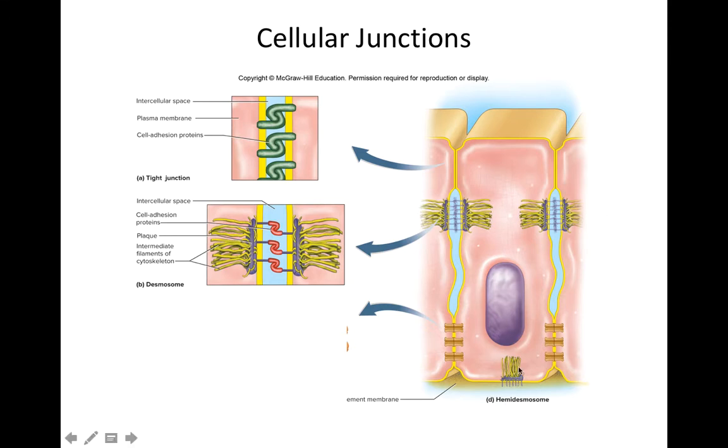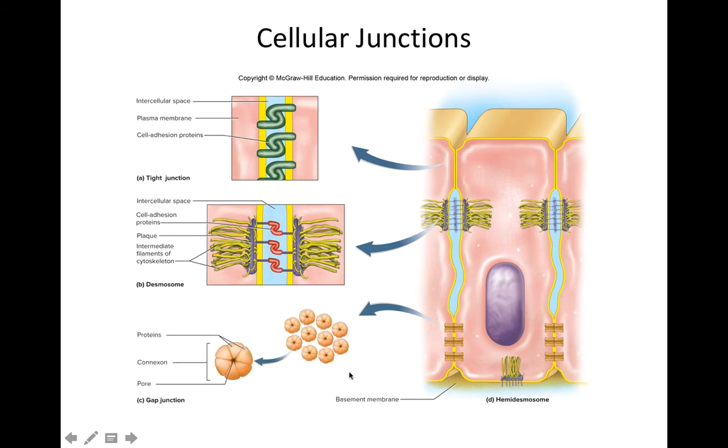A hemidesmosome is half of a desmosome. So instead of holding cell to cell, a hemidesmosome holds the cell to the basement membrane. So in terms of epithelium, a very important structure. We need to make sure that the epithelium stays in contact with that basement membrane.